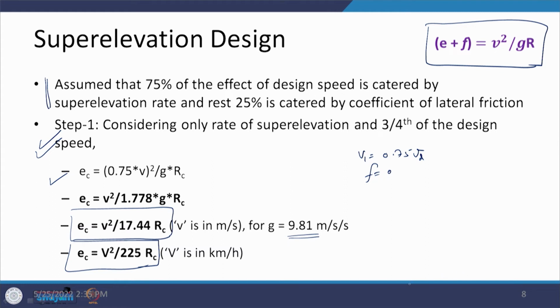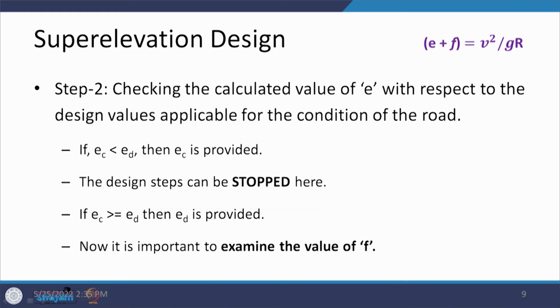Now, once we have calculated this value EC, the next step is to see whether this is okay or not. What particular threshold value are we going to check it against? We are going to check it with the design value of E, and this design value of E we have already talked about. Depending on the conditions, we have these values in hand, and the most common value is 7%.